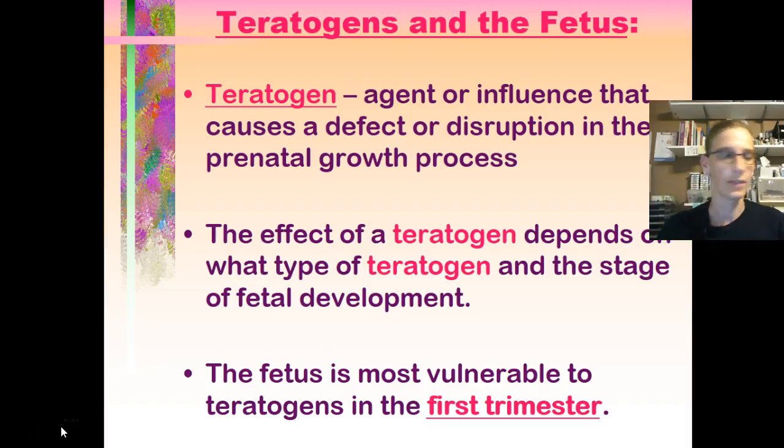Okay, so I told you guys I would finish up with this PowerPoint that we started today. So this is teratogens in the fetus. A teratogen is an agent or influence that causes a defect or disruption in the prenatal growth process for the baby. Things like drugs, alcohol, something in the environment that can cause a disruption. The effect of a teratogen depends on what type of teratogen and the stage of fetal development.